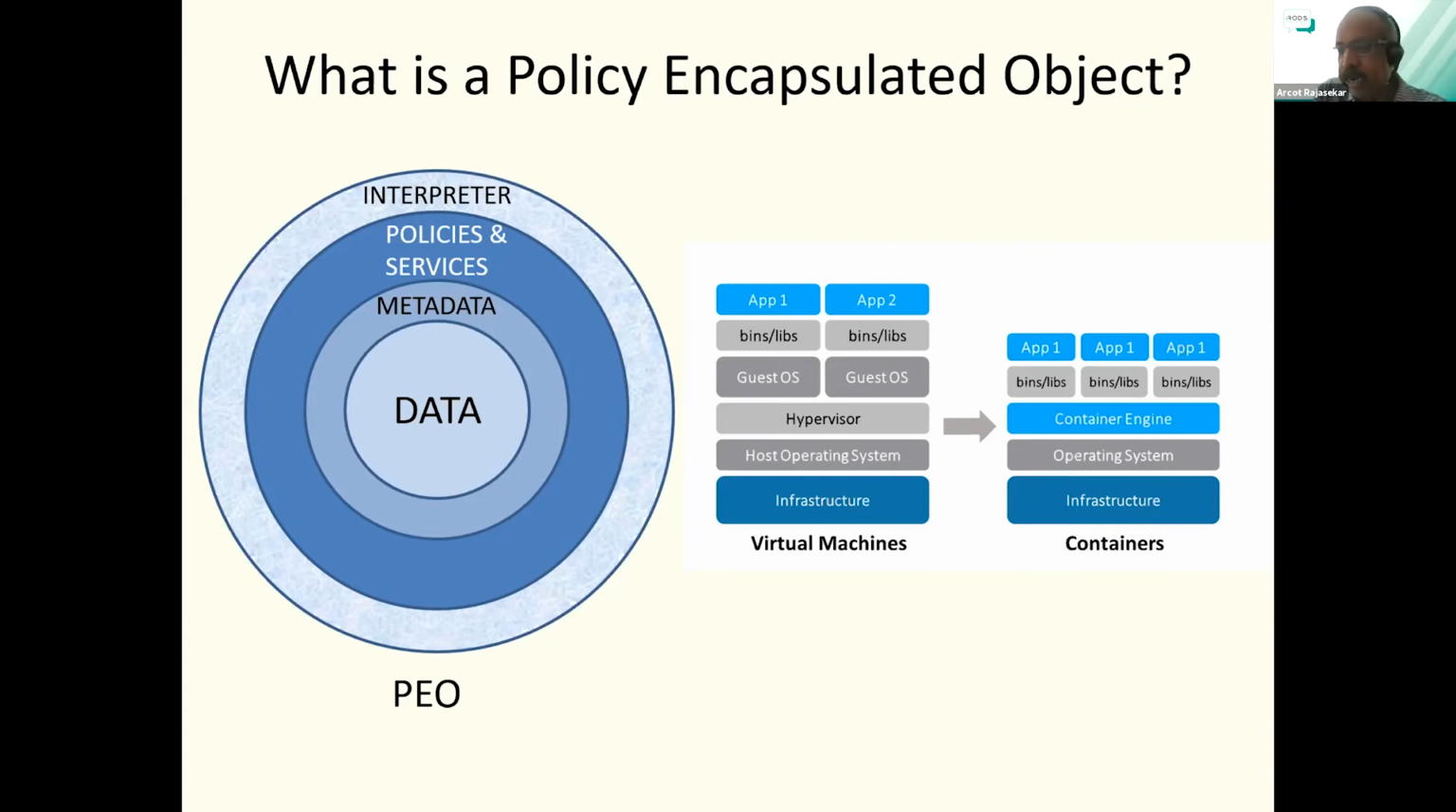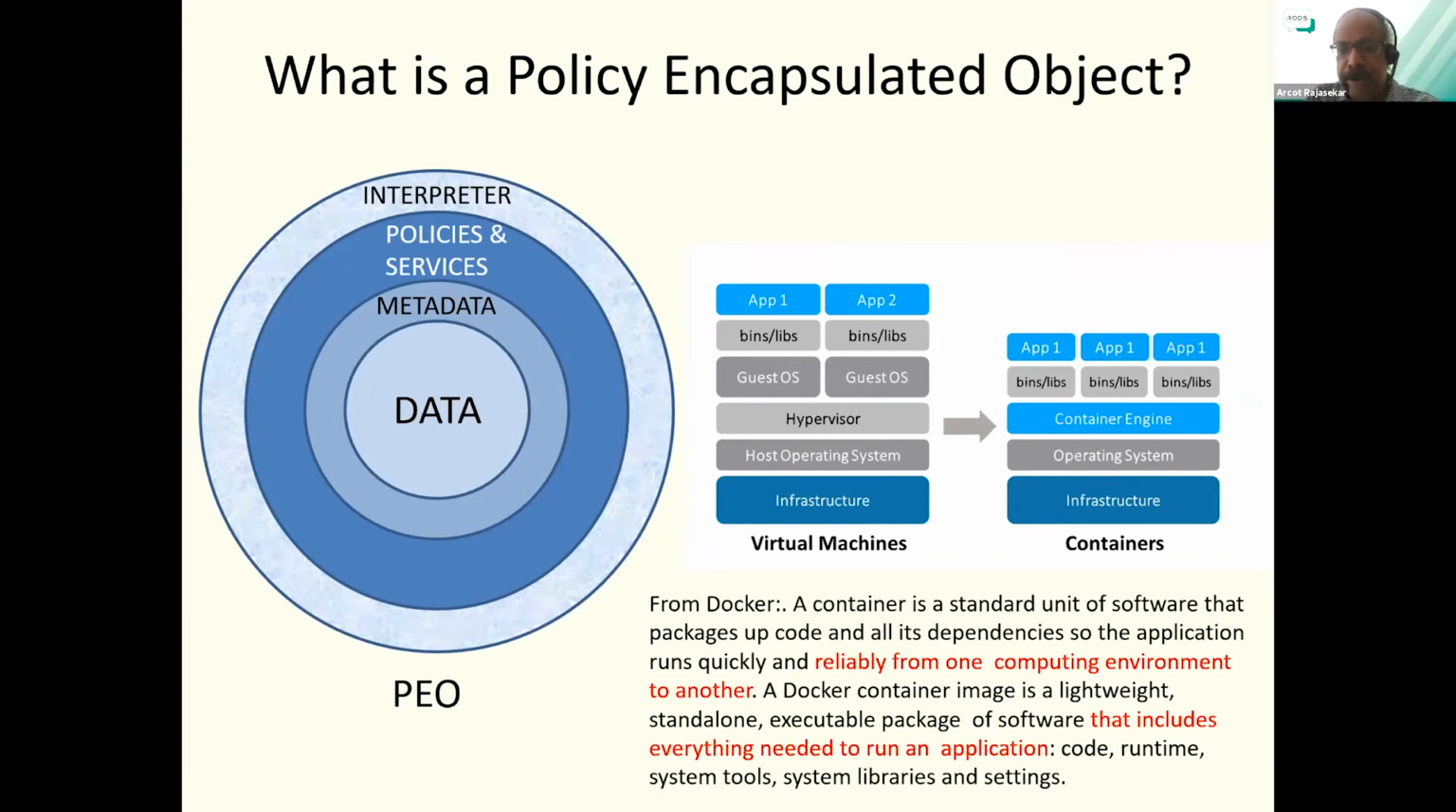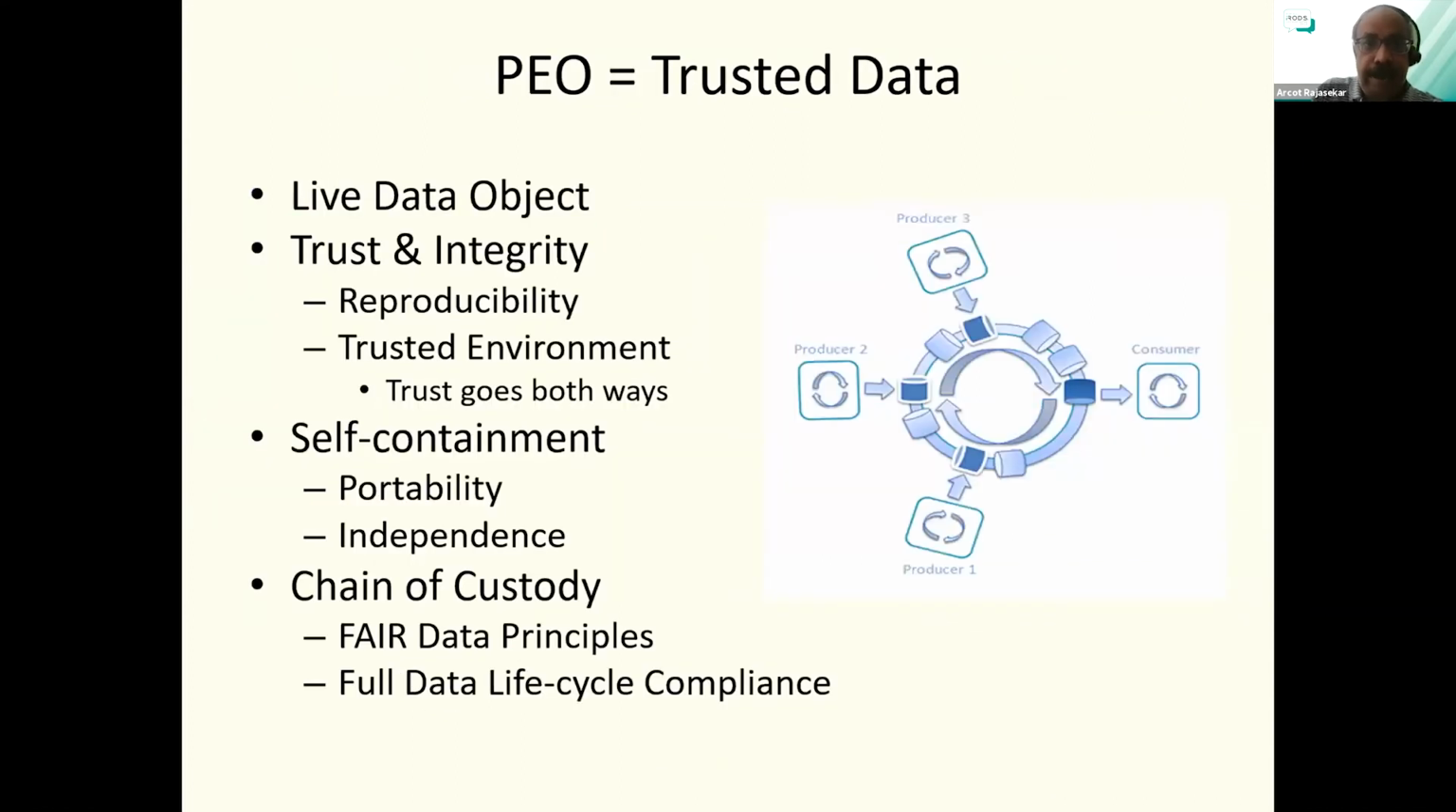So if you look at what is meant by a container from Docker, you can see that there are two important things. One is that it can be moved reliably from one place to another, and it includes everything that is needed for an application. So it is self-contained and portable. And that's what we want to do in the case of the PEOs. It's a live data object. You can trust it and have integrity in it. It's a trusted environment in two ways. You can talk about the data being trusted, and the other way, the data can trust the environment where it is going to be applied.